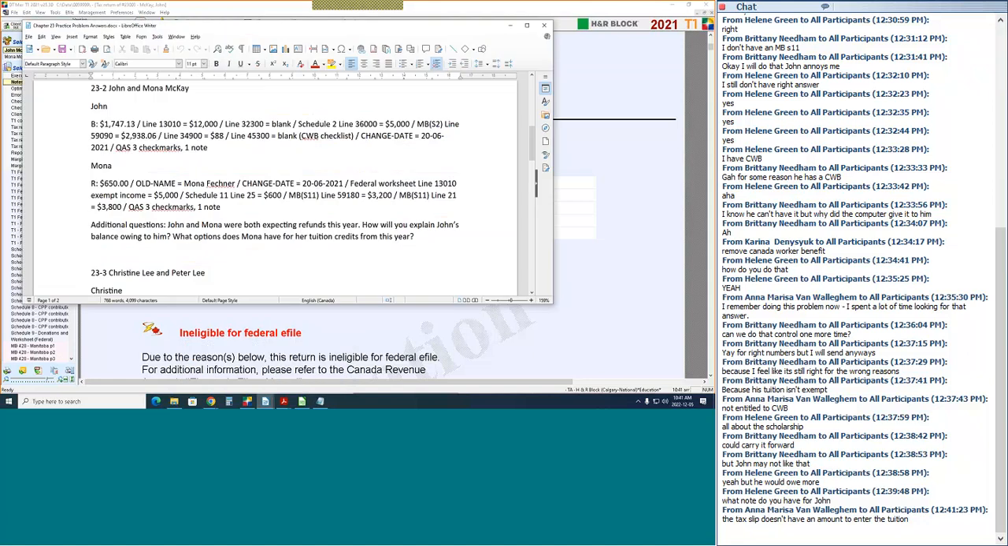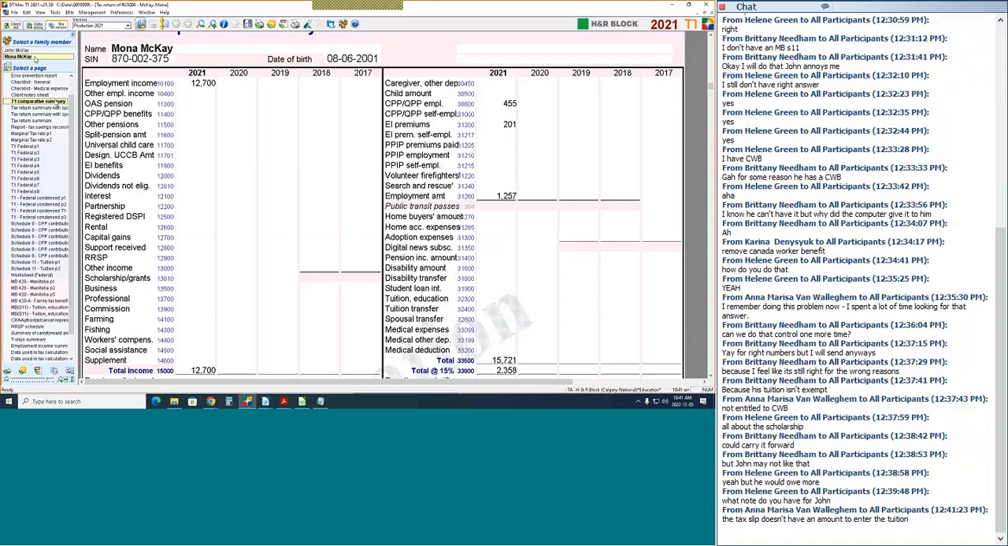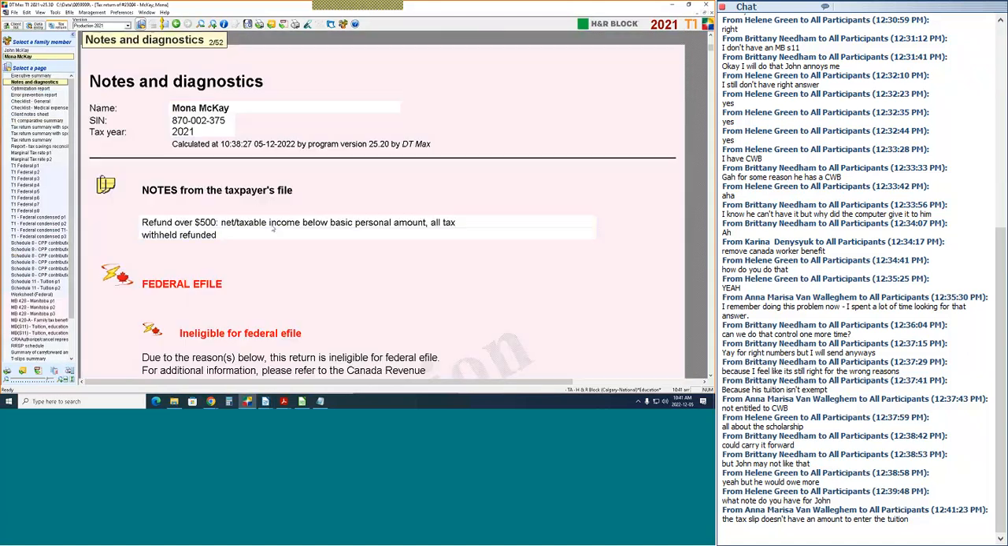All right, any other questions about this one? So Mona had a note as well. Mona's note, if I go into mine to explain hers: she had a refund over $500. All of her income, all of her taxable income, was below the basic personal amount, so any tax she had withheld was refunded.